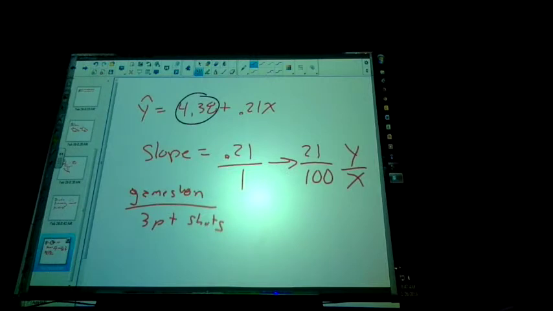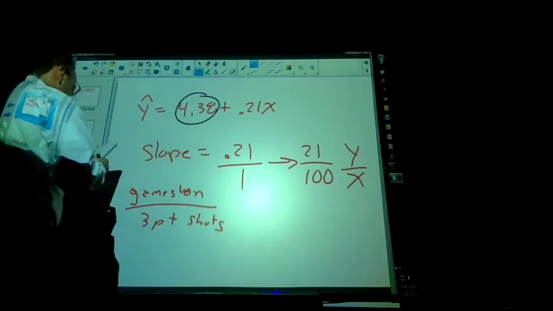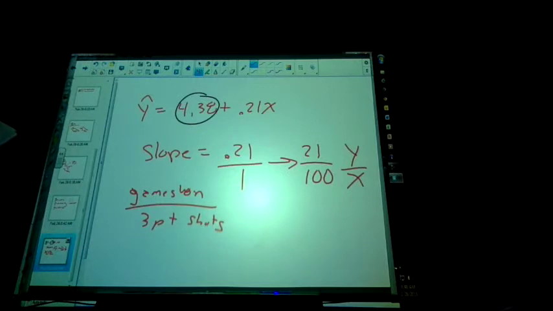Is the relationship positive or negative? It's positive. Our slope is positive. Is the relationship weak, moderate, or strong? They tell us we have an R value of 0.87, so that's pretty strong. Will the relationship make accurate predictions? Well, if we take 0.87 and square it to get the R squared value, we get 0.7569, which is 75.69%.